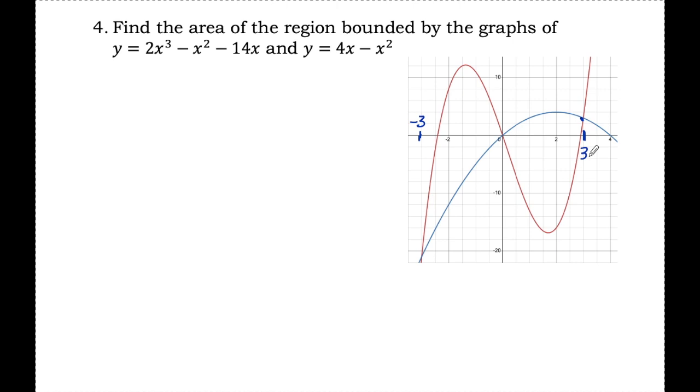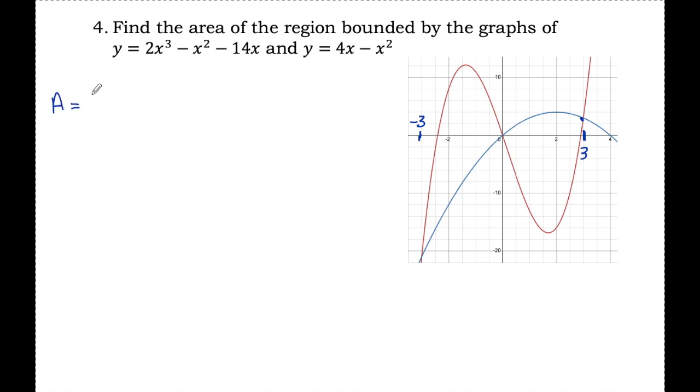So this is the first one we're seeing where I have two separate areas that I'm going to need to calculate in order to find the area of the region bounded by both of these graphs. And notice that from one section to the other, the curve that's on top switches, right? So I'm not going to be able to just do one integral to figure this out. I'm going to need two.